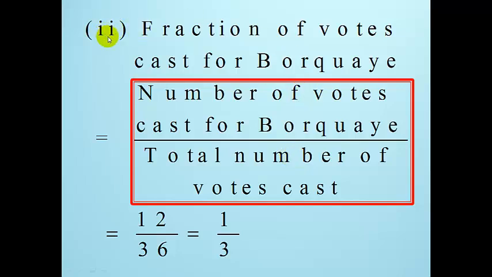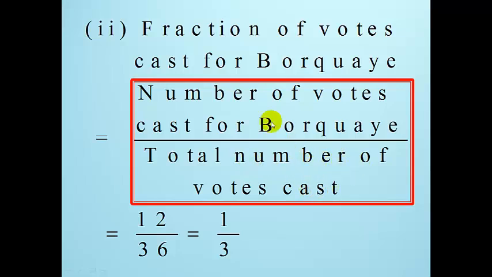Now, you were asked to find the fraction of votes cast for Bokwe. The fraction of votes cast for Bokwe is equal to the number of votes cast for Bokwe divided by the total number of votes cast. I repeat, the fraction of votes cast for Bokwe is equal to the number of votes cast for Bokwe divided by the total number of votes cast.